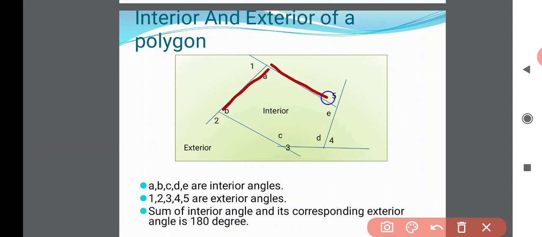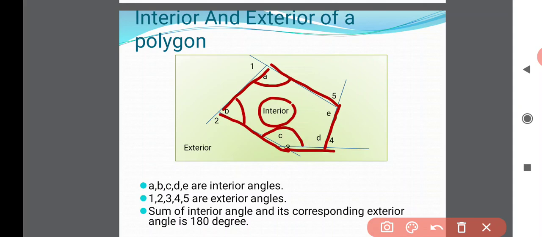So a five-sided polygon is known as a pentagon. Here I have drawn a pentagon. The portion inside is called the interior, and these are the interior angles: angle A, angle B, angle C, angle D, and angle E. And if I extend each side, I'll get the exterior angles here.